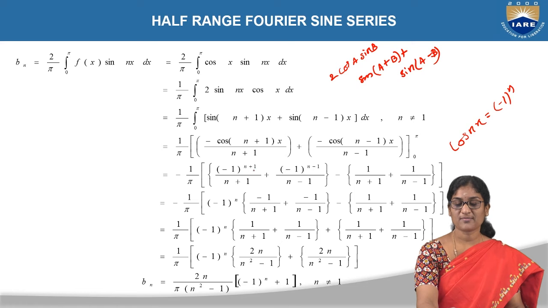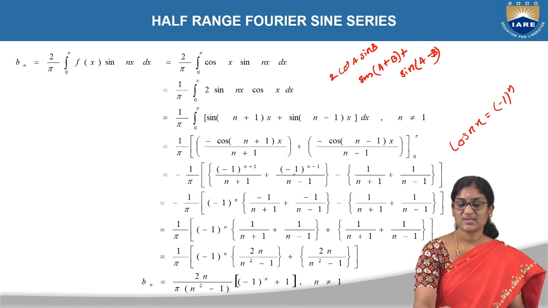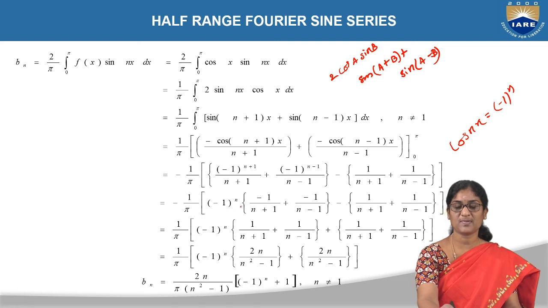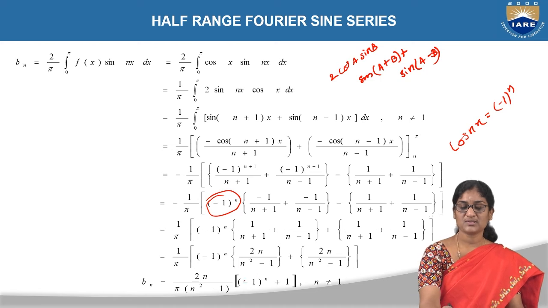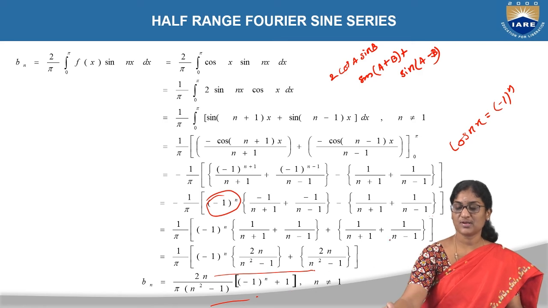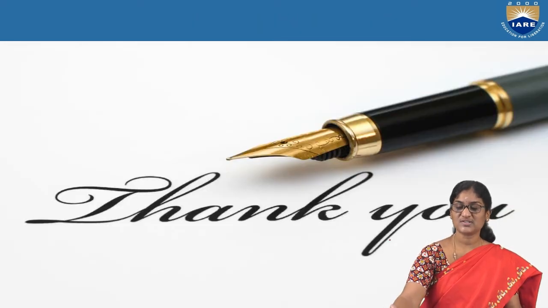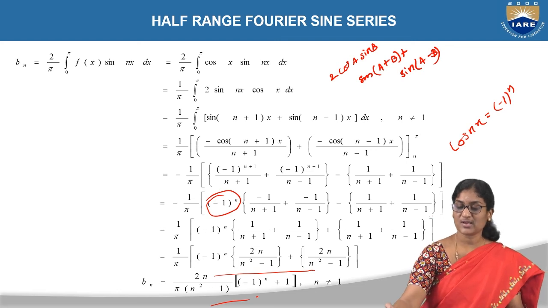So minus 1 whole to the power of n plus 1 by n plus 1, plus minus 1 whole to the power of n minus 1 by n minus 1, minus 1 by n plus 1, plus 1 by n minus 1. So write it in the simplest form by taking minus 1 whole to the power of n as common. If I take this as common, minus 1 whole to the power of n plus 1, plus minus 1 by n minus 1 minus 1 by n plus 1 plus 1 by n minus 1. So this is the simplest form. It is brought to 2n by pi into n square minus 1 into minus 1 whole to the power of n plus 1. So I got the Fourier coefficient, which has to be substituted in the Fourier expansion.